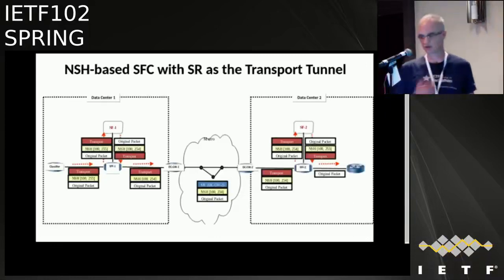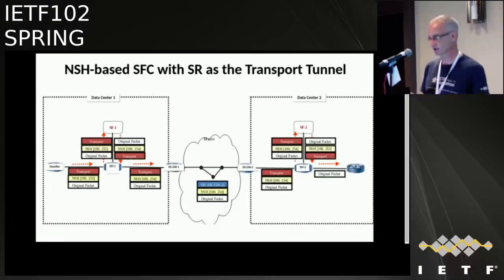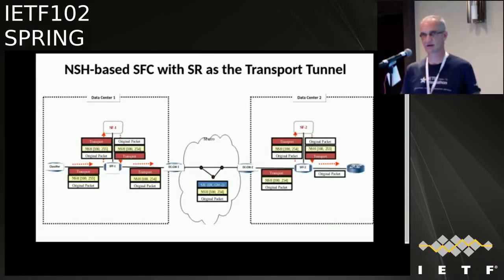So this is just a very quick picture. We described this in the draft. It just shows SR being used as a transport tunnel between two data centers where I'm using SFC encapsulation in the data centers, and then I want to do some kind of traffic engineering between, and therefore I can just push SR on top of NSH. Next slide.